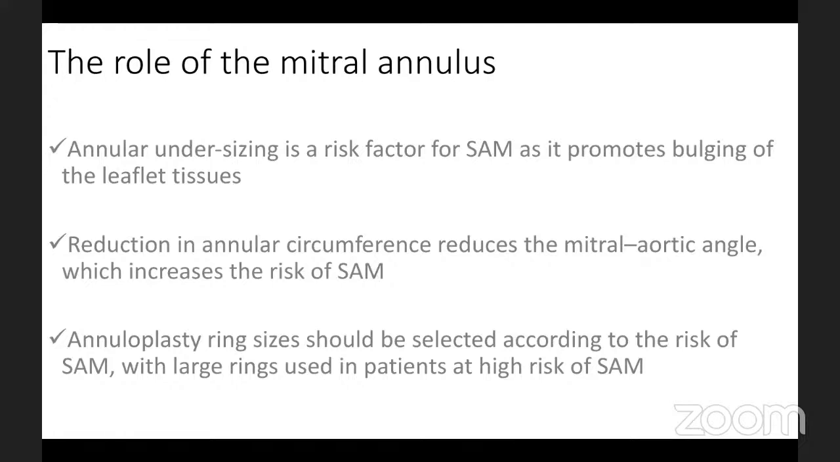Annular undersizing is a risk factor, as it promotes bunching of the leaflet tissue, and a reduction in the annular circumference reduces the aorto-mitral angle, which increases the risk of SAM. So annuloplasty ring size must be selected according to the risk of SAM, with large rings used in patients at high risk of SAM.